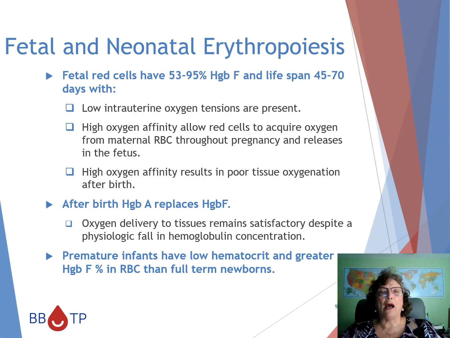These red cells have a high oxygen affinity, so that the oxygen is obtained from the maternal red cells. Once the baby is born, you will see a situation where the hemoglobin A is replacing the hemoglobin F. And you have a slight drop in the hemoglobin concentration when this switch is starting to occur. So when a premature infant is born who has a very high concentration of hemoglobin F, they usually have a very low hematocrit situation going on.